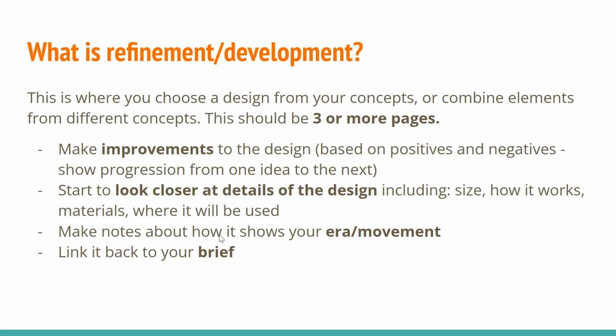What sort of fabric is it? Why is that fabric good? How's the fabric glued on? So you're going just into a lot more detail. If you've said you've used stainless steel, talk about the pros and cons of stainless steel. Why are you using it? How does it go with your era? How does it meet your brief? Does it add to the durability of things? The strength of things? Yeah, so improvements, details. And all throughout it, make notes about how it shows your era or movement.